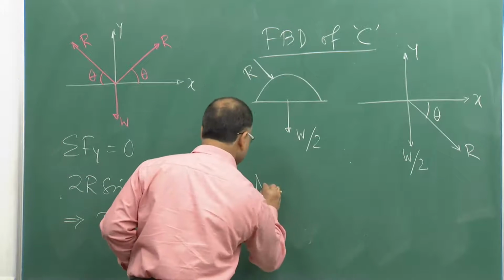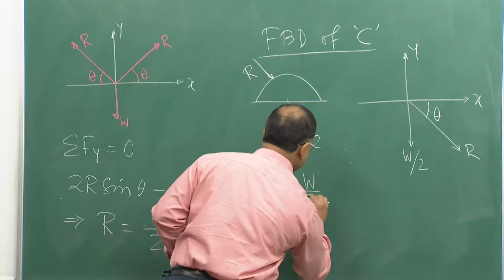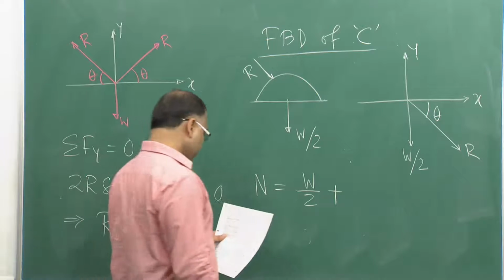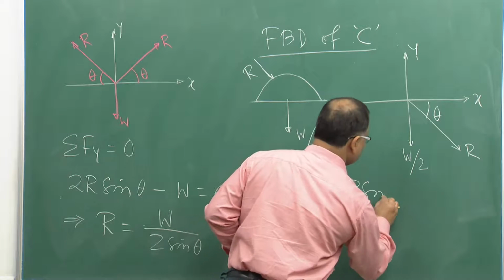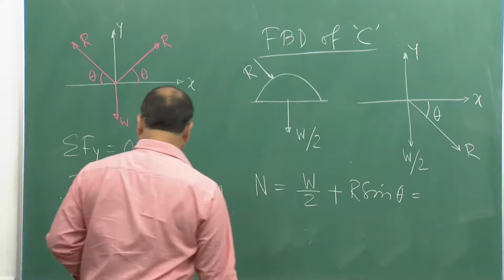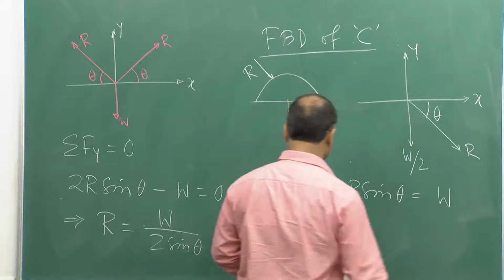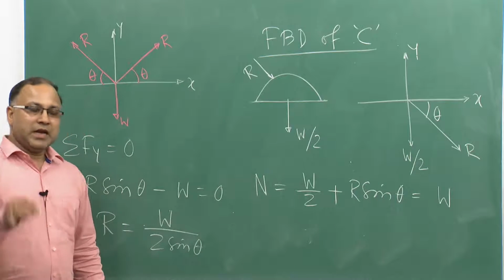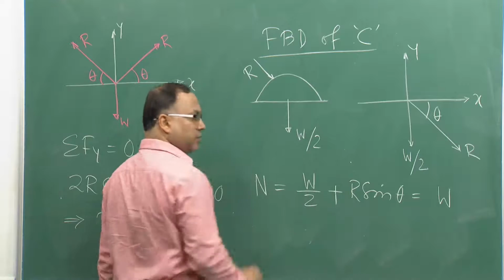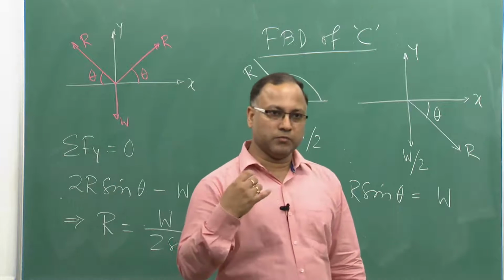So, the total normal force N will be W by 2, that is anyway coming from the weight of the half cylinder C, plus R sin theta. So, R sin theta is nothing but W by 2. So, W by 2 plus W by 2 is nothing but W. So, that is the total normal force acting at the interface between the half cylinder and the tabletop, fine.